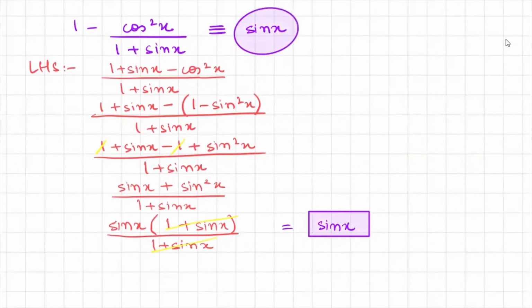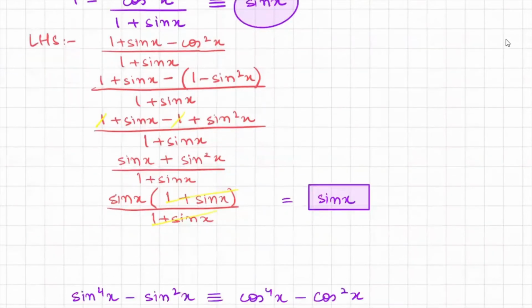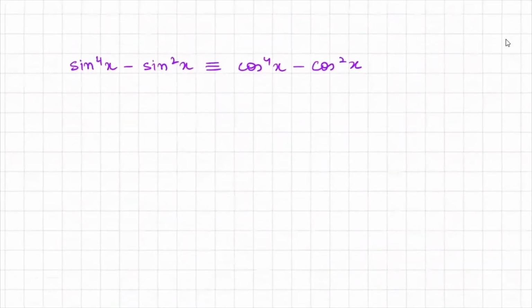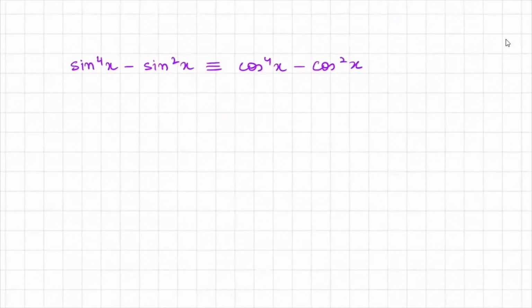There you go. All right, let's move on to the next question. The next question says sine to the power of 4x minus sine to the power of 2x is equal to cos 4x minus cos square x. Now, in this question, you can pick up any side because both of these are equally difficult. So you take up any side and you would be proving the other one.